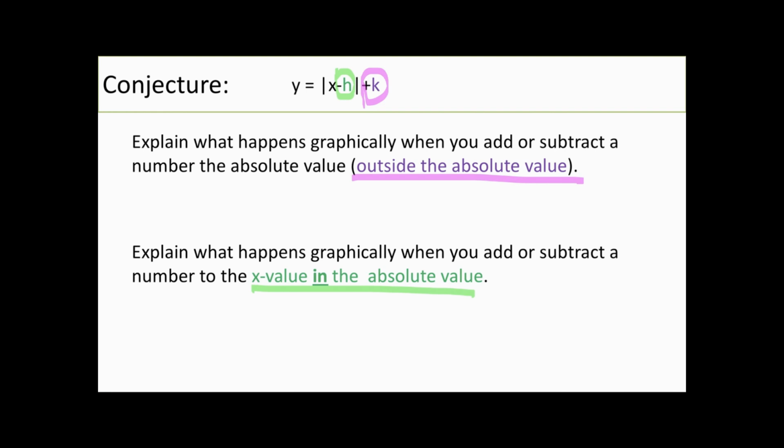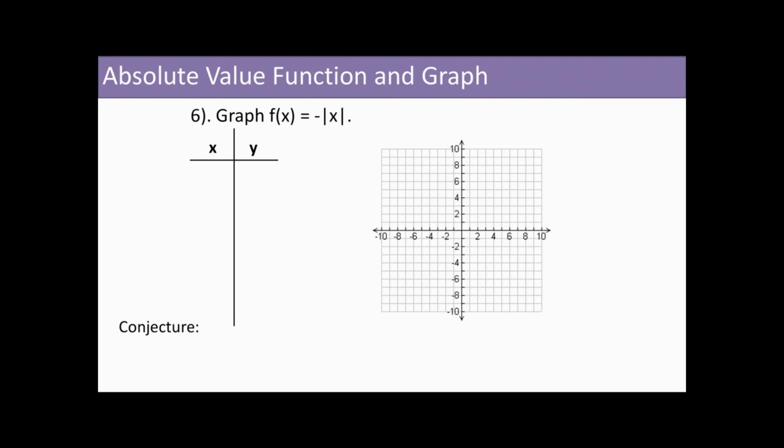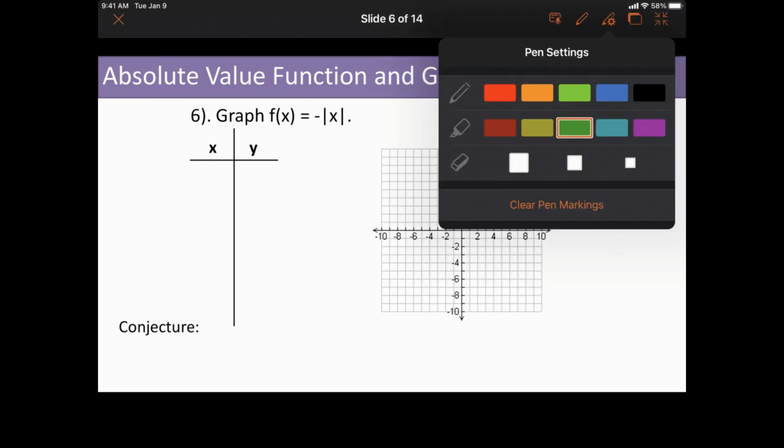K is moving up or down. H is moving left or right. But remember, H is a tricky one because it's going the opposite direction. All right, so what happens with the negative on the outside? Some of you may know this.